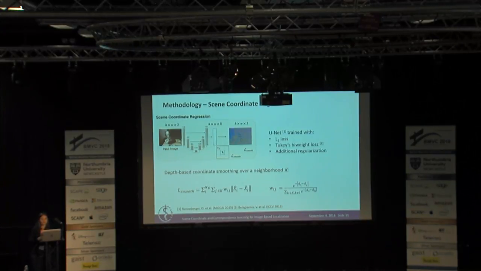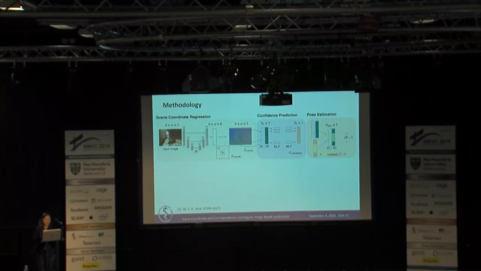So if depth values in the surrounding neighborhood of the image pixel were really close, we assumed that the scene coordinates should also be kind of smooth, and we apply a weighting in that case. If there are edges, for example, or huge differences in depth, we try to give it lower weight to neglect these points. So now to our main contribution, the confidence predictions.